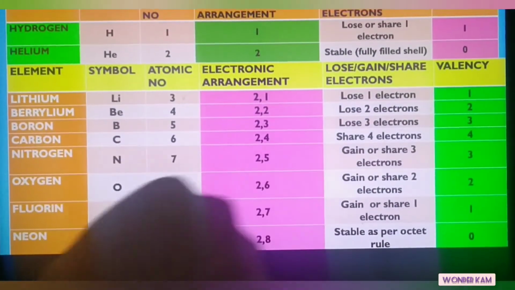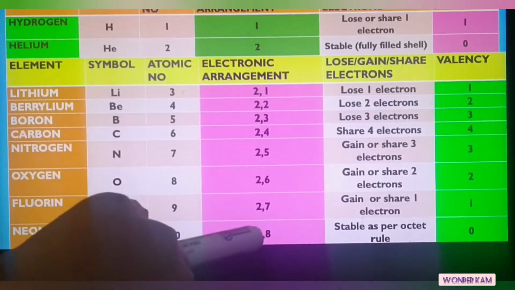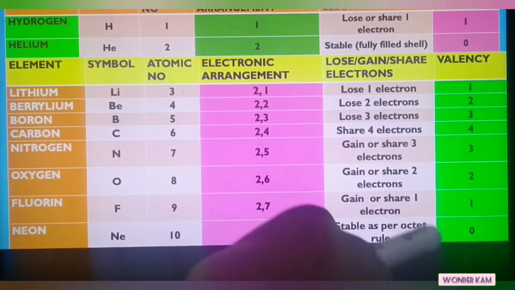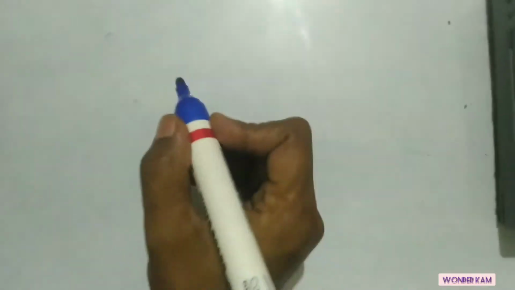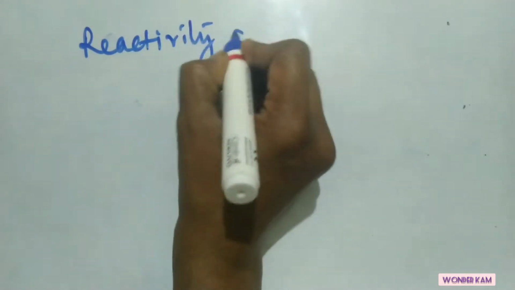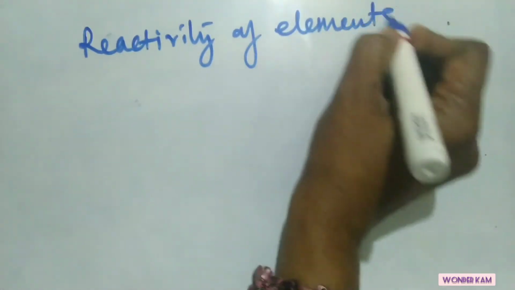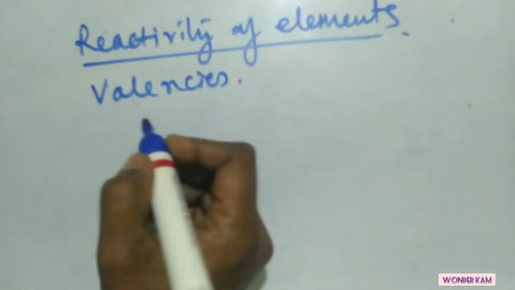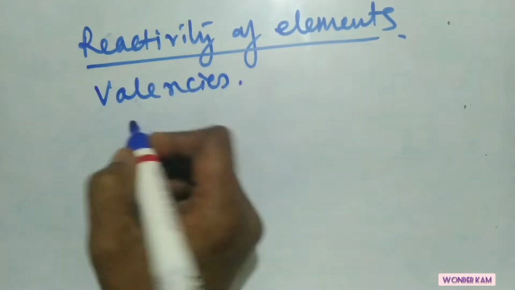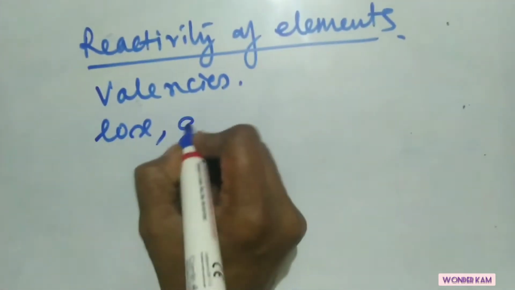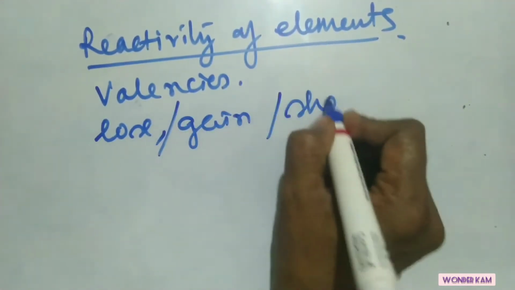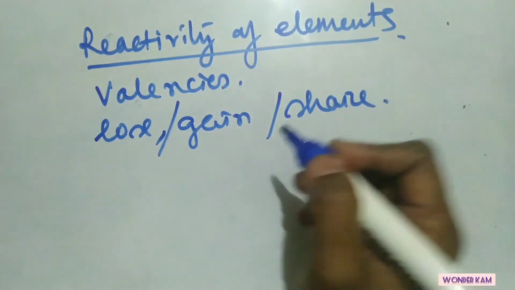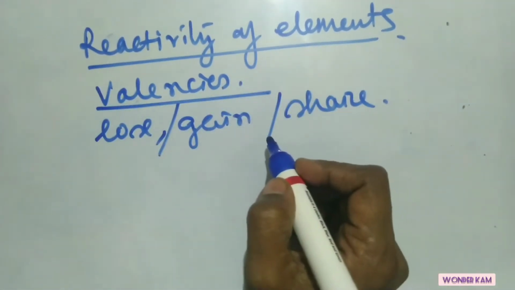Whereas in the case of neon, it has a completely filled L shell, so it is the stable form, having the octet as per the octet rule. So the periodic table can also give information about the reactivity of different elements. That can be known from their valencies. As we just discussed, the elements can lose, gain or share electrons, and from that we can know about the valency of different elements.